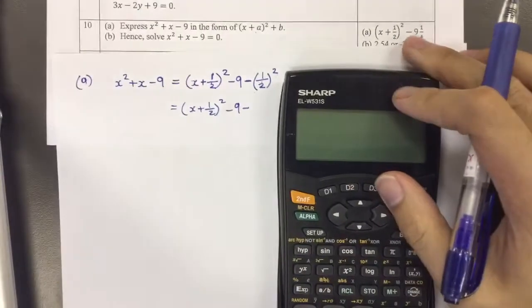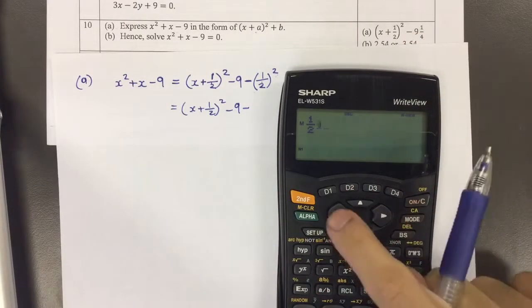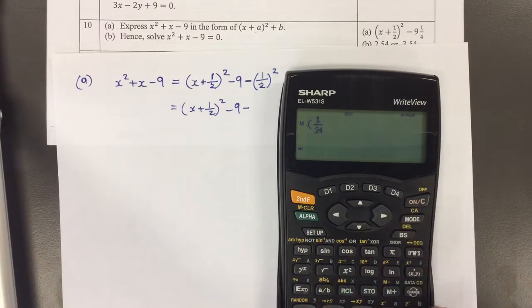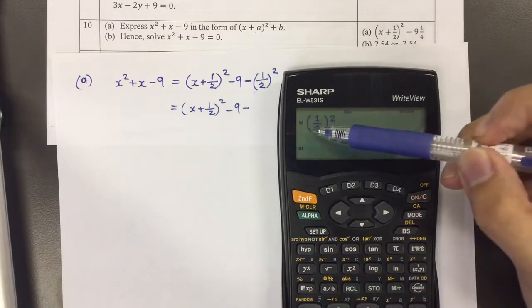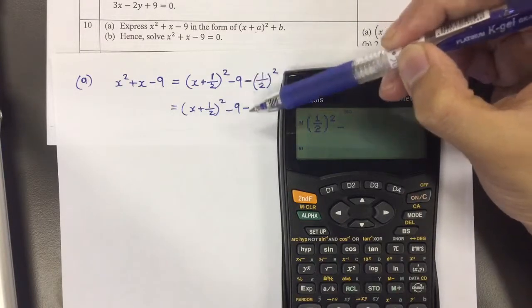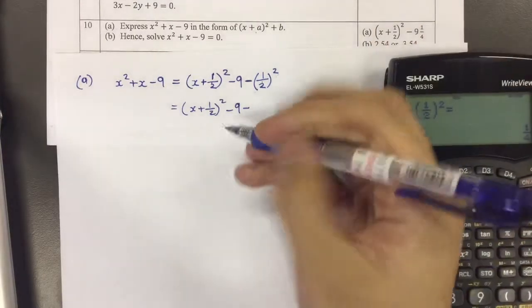Calculator here: half, don't forget to put a bracket, oops, okay, restart. Half, whole thing squared, just like this. Notice I'm only finding the value of whatever is here, disregarding the negative sign. So the value turns out to be 1/4, which I'll write here.